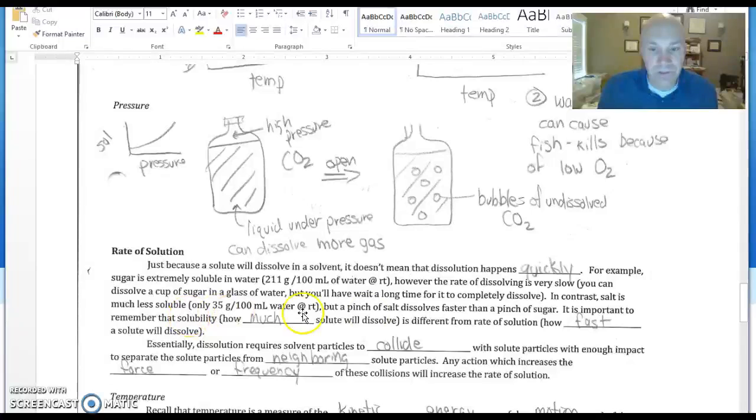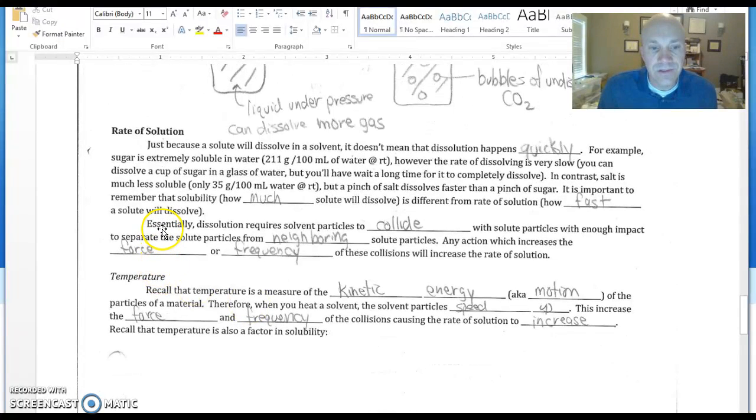So it's important to remember that the solubility, which is how much of a solute will dissolve, is a different question from the rate of solution, which is how fast it will dissolve. When we're talking about rate, we need to talk about what needs to happen whenever something dissolves. Whenever something dissolves, which is called dissolution, it requires a solvent particle to collide with the solute particle with enough force to separate that from the neighboring solute particles.